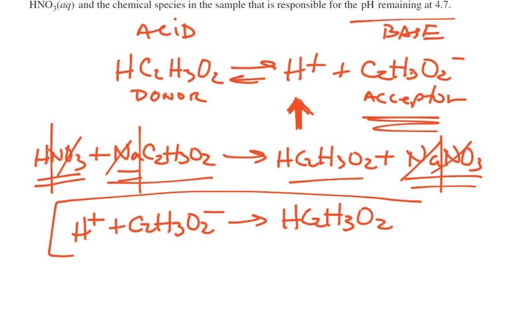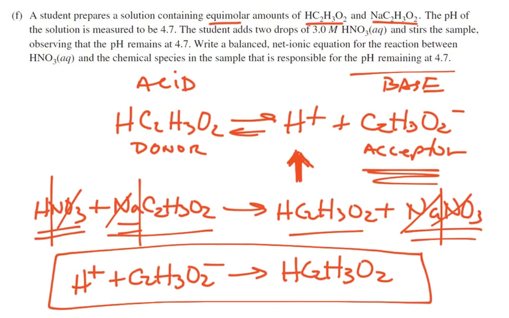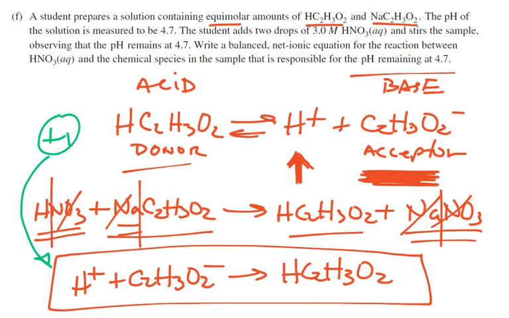And this is my balanced net equation for why adding acid to this does not cause the pH to change, because this acceptor over here is going to react with those H+, turn it back into acetic acid that mops up those excess H+. And that is the entire equation. So this is worth 1 point, just for getting this equation, and I believe that that is all 10 points. So we have 1 on F.